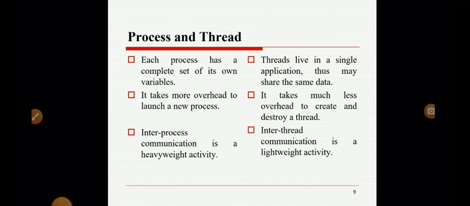So what is the difference between a process and a thread? A program in execution is called a process. Each process has a complete set of its own variables. But threads live in a single application, and thus may share the same data. A process takes more overhead to launch, but a thread takes much less overhead to create and destroy. For a process, inter-process communication is a heavyweight activity, but for a thread, inter-thread communication is a lightweight activity.